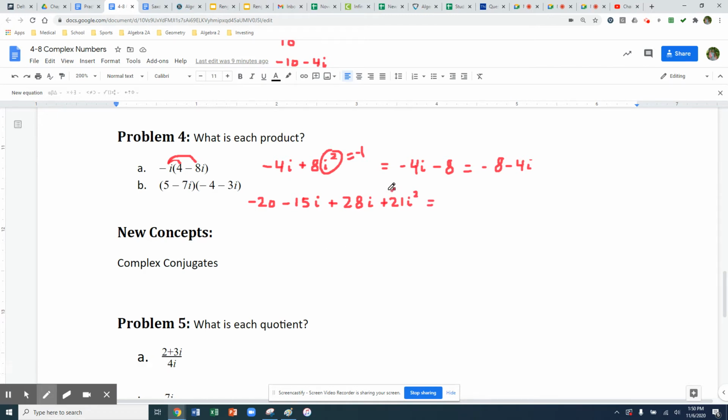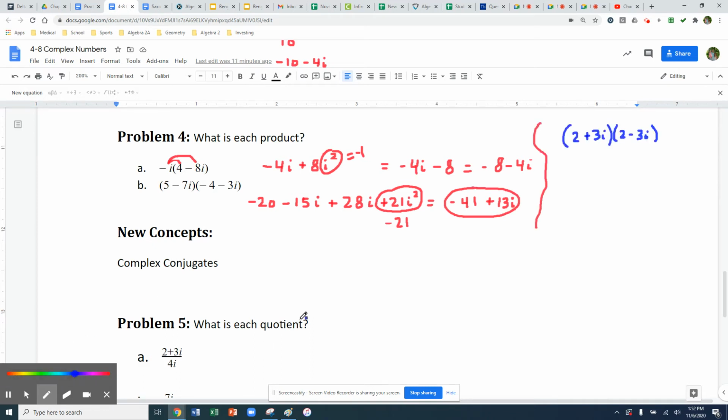So here we have a term that has the i squared, so we have to recall this is really a negative 1. It's kind of like a secret in hiding. There's that negative 1, so that's going to mean this really is the number negative 21. So as I continue to simplify, I'm going to think of that as a negative 21. So now we're going to have a negative 41 combining with that negative 20. And then negative 15 plus 28 is positive 13i. So there would be our result.